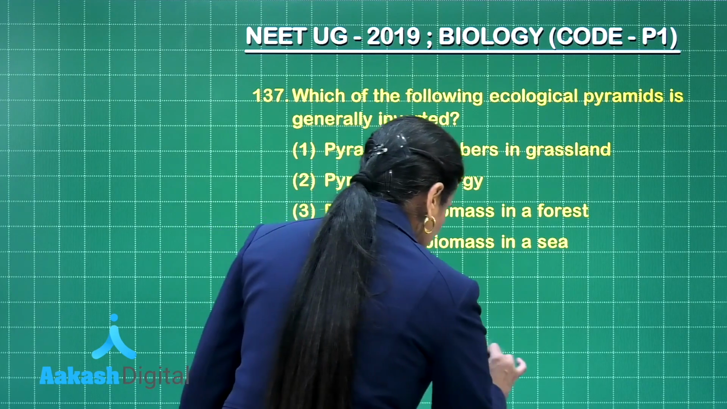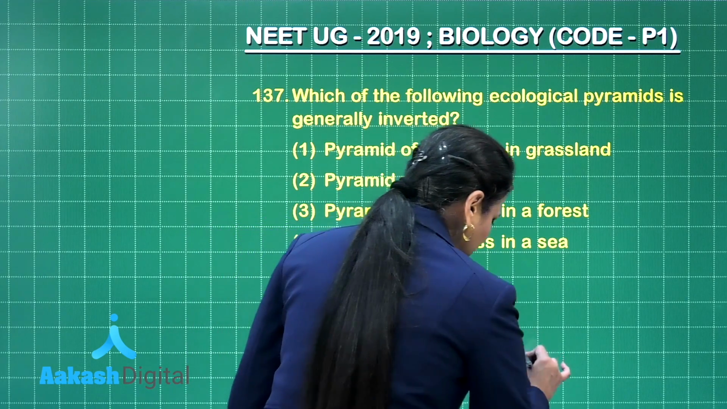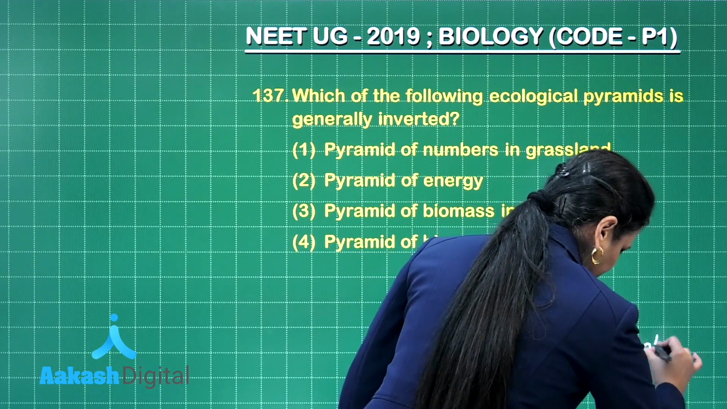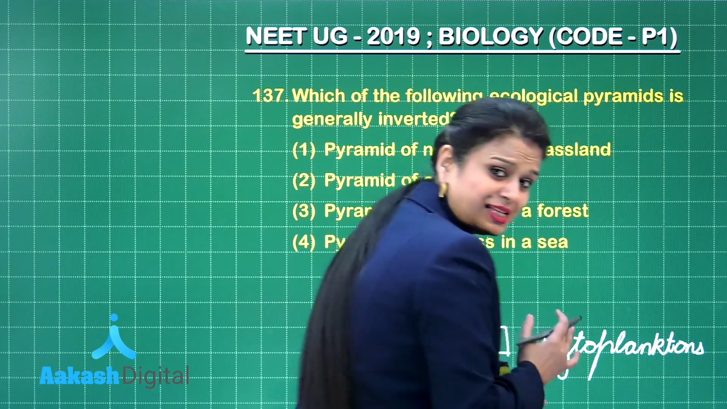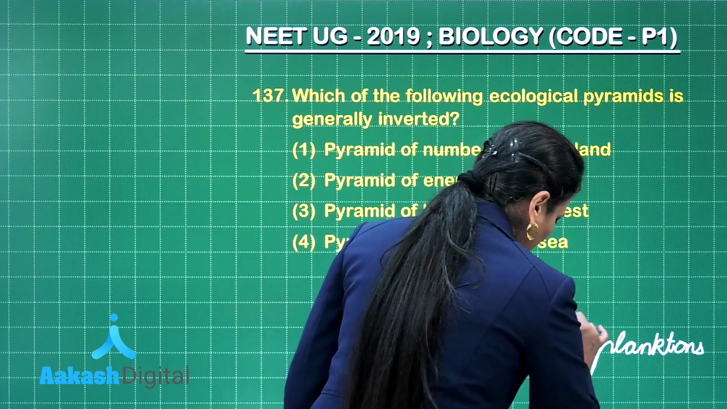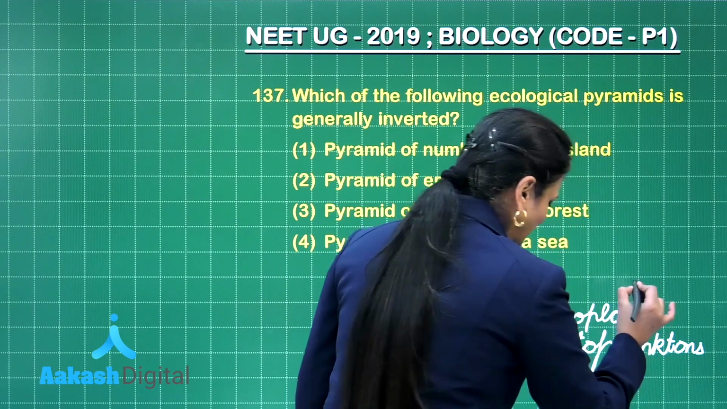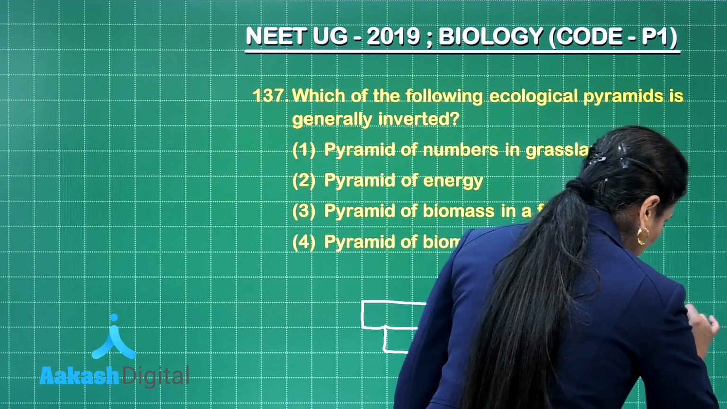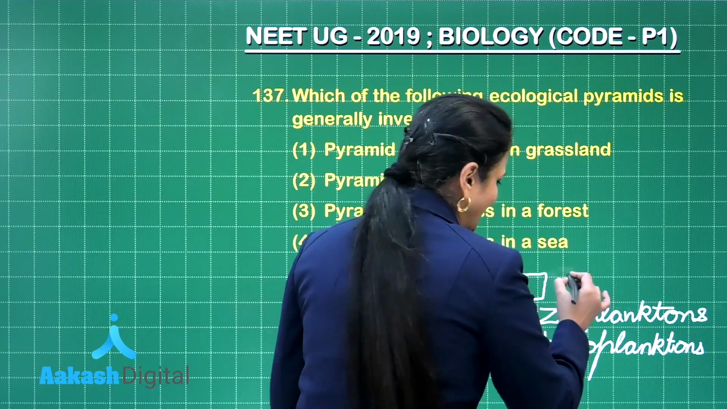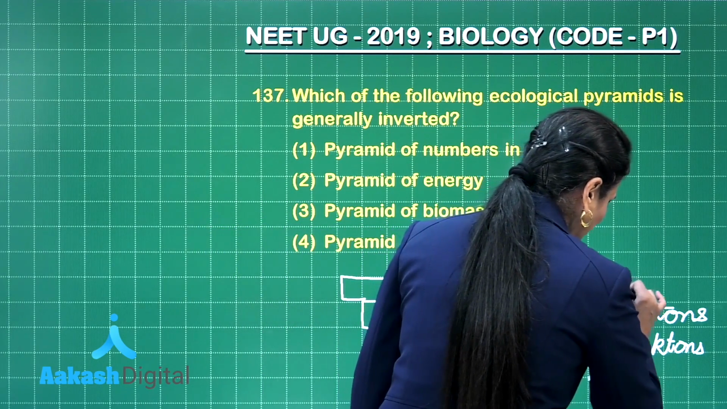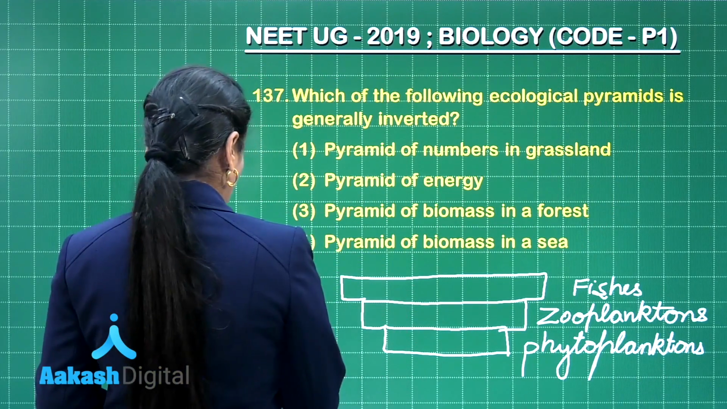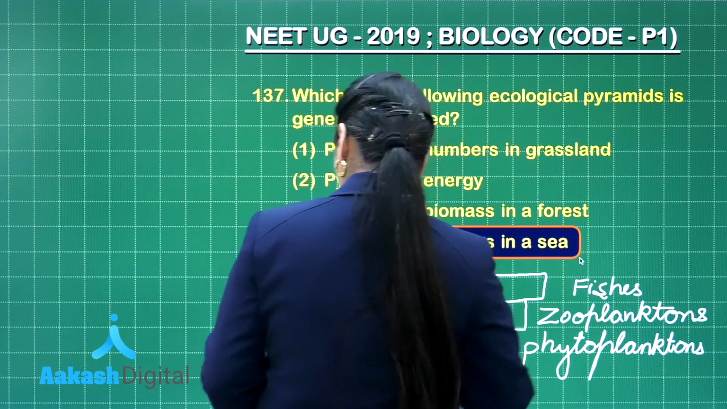Now, phytoplanktons, which form the first trophic level, have less biomass. However, zooplanktons, which form the second trophic level, have relatively more biomass. Then, fishes which feed on zooplanktons have even more biomass. So, what type of pyramid is this? This is an inverted pyramid. So, our right answer here is option number 4.